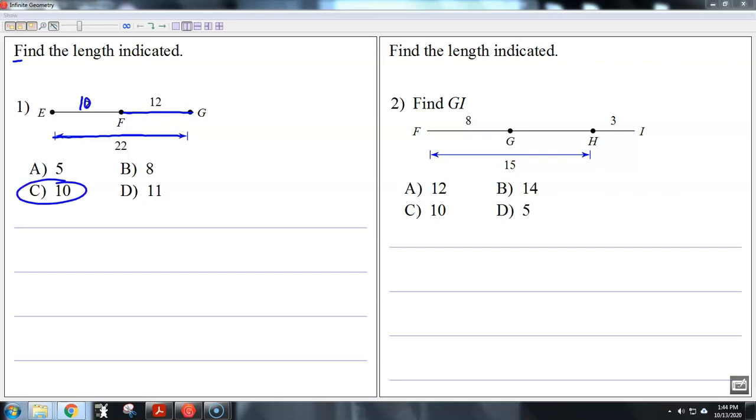Number 2, find GI. Well, we got to find some missing pieces. So ultimately, G to I is going to be these two sections added together. So I need him first. So I look at, I'm given this 15. So all of this is 15. This is 8. So I need to do 15 take away 8 is 7. So that gives me that piece. And now to get from G to I, 7 plus 3 is going to give me 10.